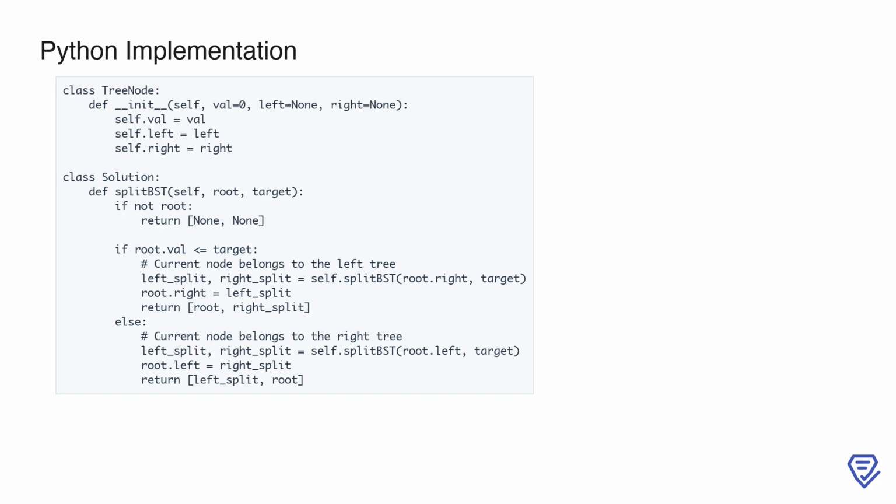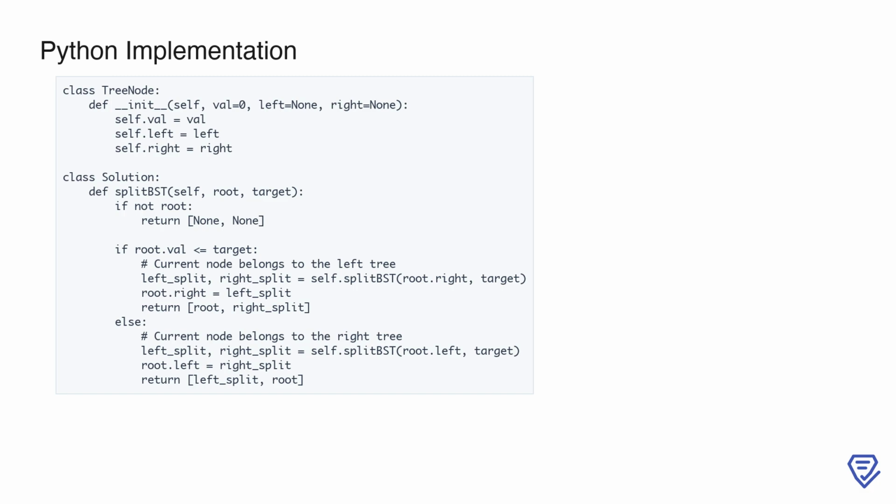3. If the current node's value is greater than the target, the node belongs to the right subtree. The function recursively processes the left subtree, root.left, and splits it further. The root.left pointer is updated to point to the right part of the split result, and the current node, root, becomes the root of the right tree. The base case ensures that recursion stops when there are no nodes left to process. The recursive traversal ensures that the BST property is preserved in both resulting subtrees.